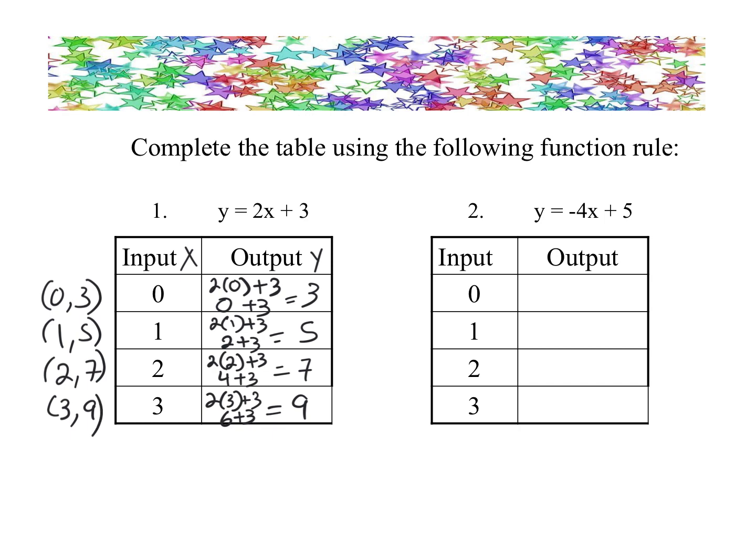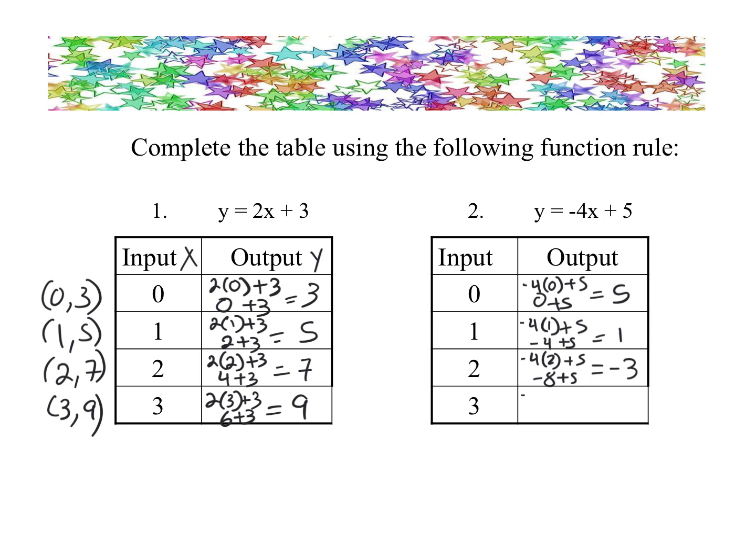Now we're going to look at question number 2. Our inputs are again 0, 1, 2, and 3. So it's going to be negative 4 times 0 plus 5. Negative 4 times 0 is 0. Plus 5 is going to give us 5. Then we're going to do negative 4 times 1 plus 5, which is negative 4 plus 5. It's going to equal 1. Then we're going to get negative 4 times 2 plus 5. It's going to be negative 8 plus 5. It's going to equal negative 3.